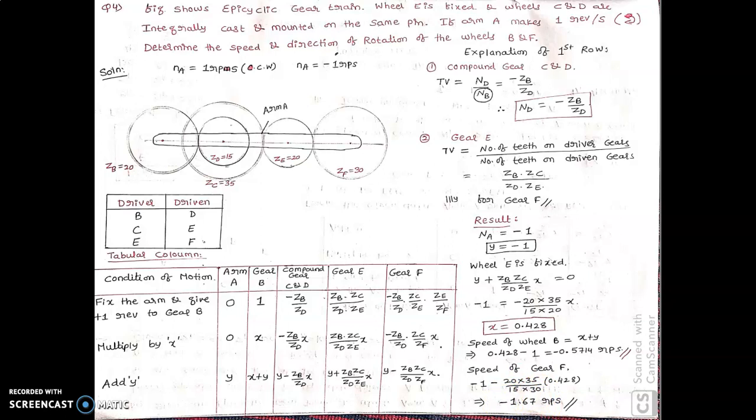So in this way we have determined the speed as well as the direction of rotation of wheel B and wheel F. This is a very easy and basic question. Based on this question we will study some more questions today only. Some important questions we need to study in the next video.